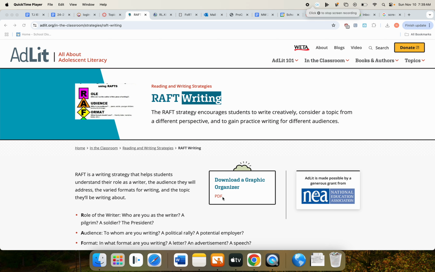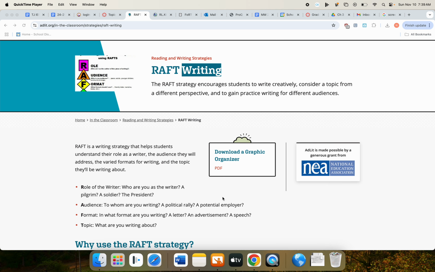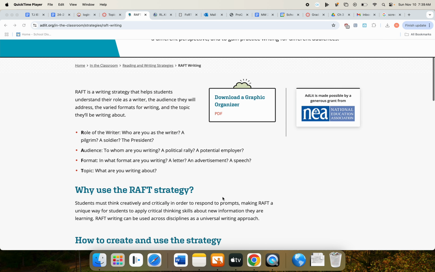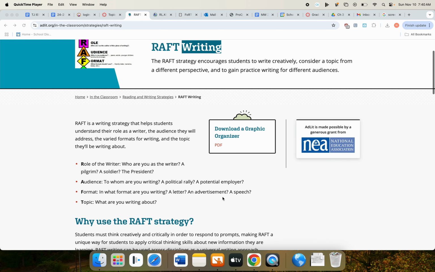The strategy I decided to use was the RAFT writing strategy. The reason I chose this is because I think it fits pretty well into the math lens. There isn't a lot of writing in the math lens, and a lot of it requires persuasive writing, and that requires you to know your role, your audience, and how you're going to display that. So I'll go through what each letter of the acronym is.